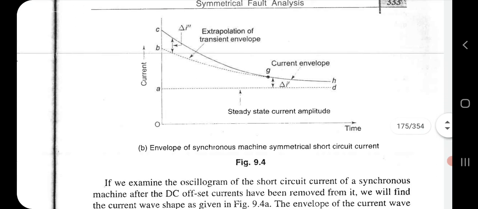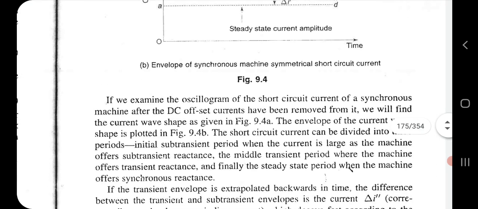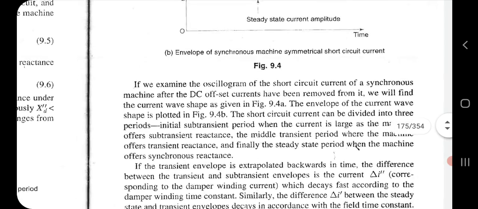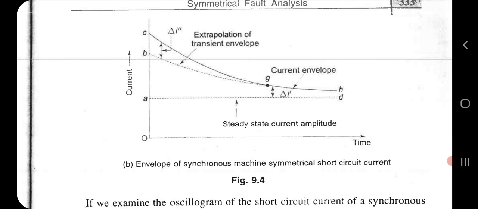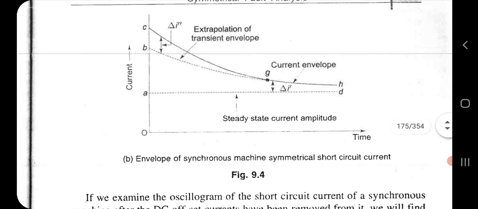Now here you can see particularly the other oscillograph, see the steady current. This is the steady current, and you can see how the change takes place. This is the steady magnitude in amperes. First it increases, again it goes back to the steady state current.